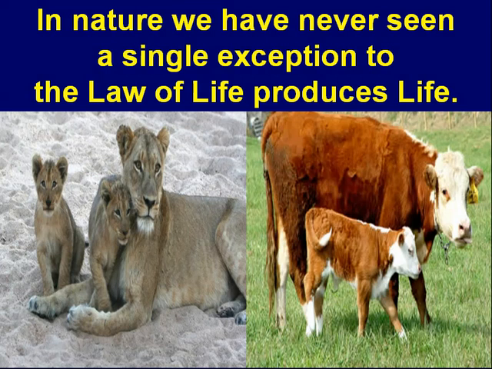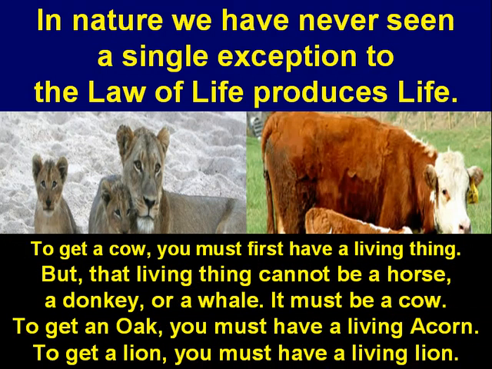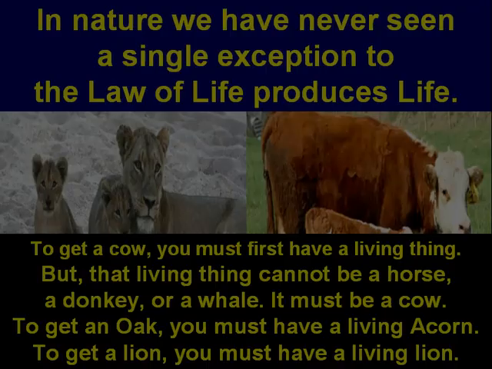canvas, if you will. In nature, we've never seen a single exception to the law of life produces life. To get a cow, you must first have a living thing, but that living thing can't be a horse, a donkey, or a whale. It must be a cow. To get an oak, you must have a living acorn. To get a lion, you must have a living lion.